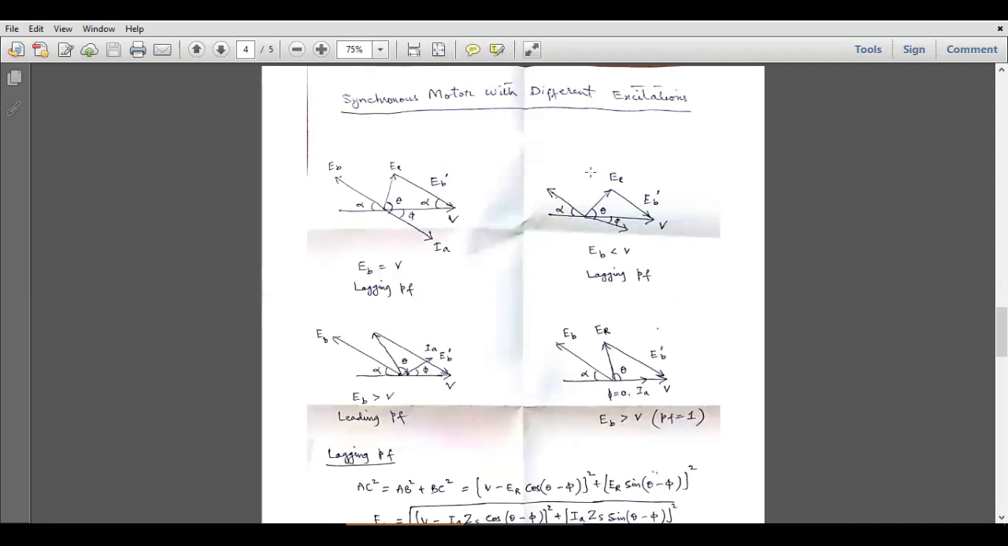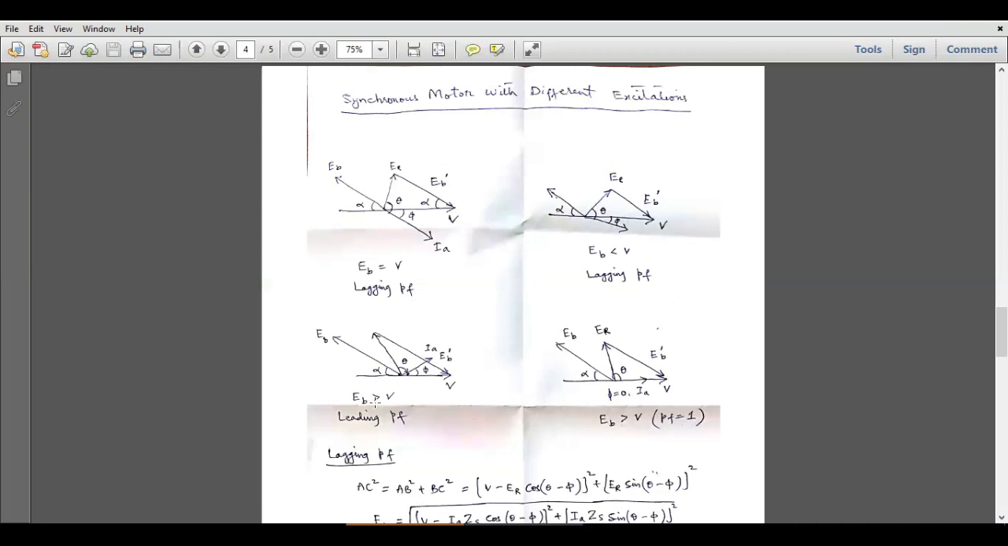Now in the second case, we have slightly reduced the excitation, and as a result this back EMF is also reduced, and we can see that the length of this back EMF vector is slightly smaller than the length of this applied voltage vector. So this is EB, and EB dash will come over here, and this will become ER from the tail of the voltage vector to the tail of the back EMF vector, and IA will come over here. So again IA is lagging behind the voltage vector, so we will get again a lagging power factor case.